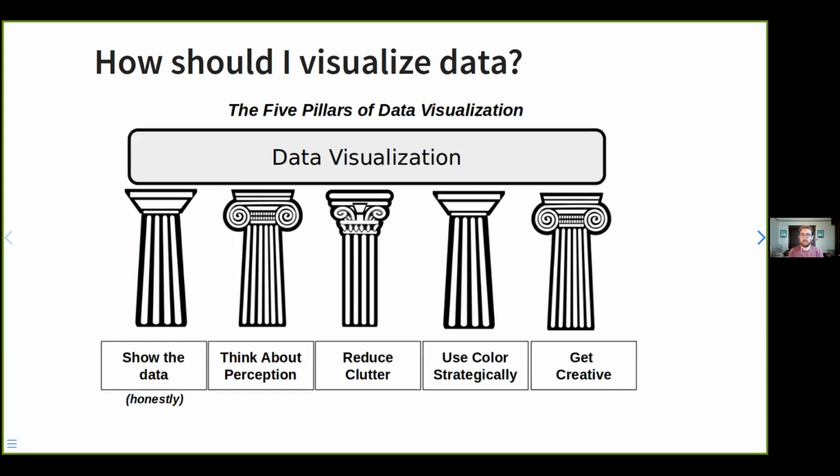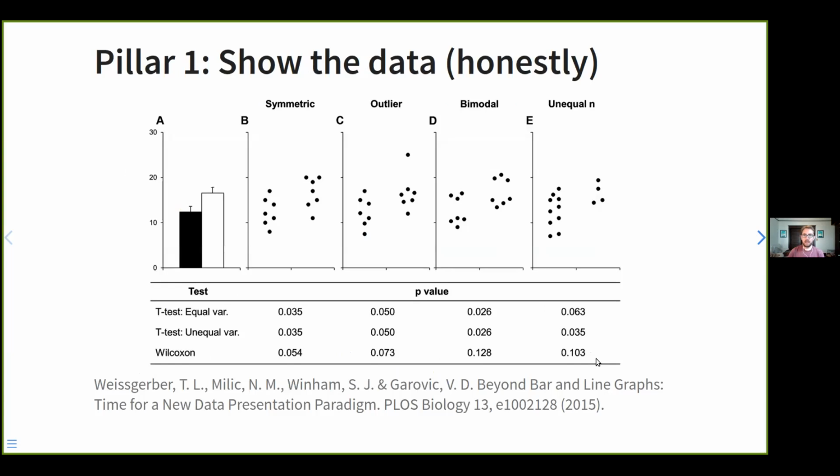I'm going to introduce this concept of the pillars of good data visualization. And we're going to go into details about each of these 5 pillars. This ranges from showing the data honestly and accurately, thinking about perception, the way people perceive things in a visual format, reducing clutter in your graphs, using color in smart ways, as well as using creativity to get people's attention. So let's just jump now into the first pillar.